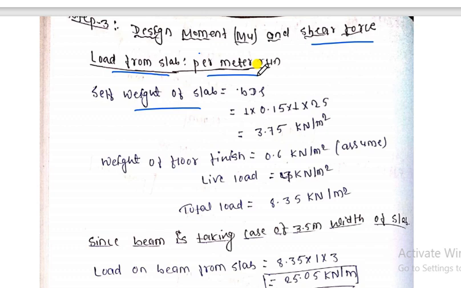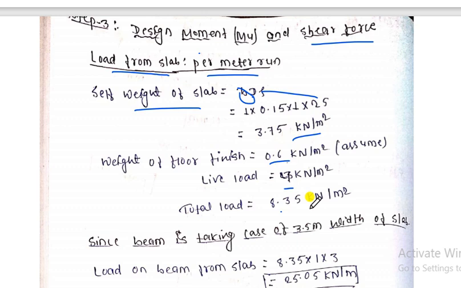As you know, its formula is B into D into rho, where B will be taken as 1, right? We will be calculating for 1 meter width. So B into the depth, which is 0.15 as it is 150 mm, for 1 meter run, into the density of concrete, which is nothing but 20. So it will give you 3.75 kilonewton per meter square. Similarly, weight of floor finish we assumed 0.6. Live load is given as 4 kilonewton per meter square. So the total of all these loads will be 8.35 kilonewton per meter square.